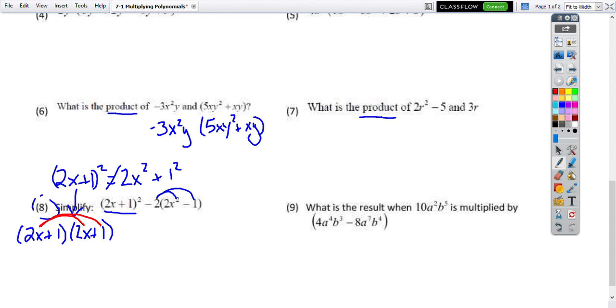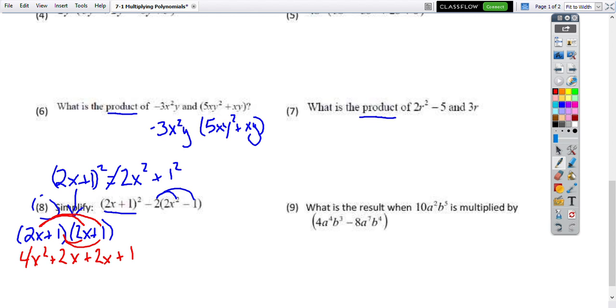So 2x times 2x is 4x squared. 2x times 1 is 2x. And then 1 times 2x is 2x. And then 1 times 1 is 1. And then we combine like terms.